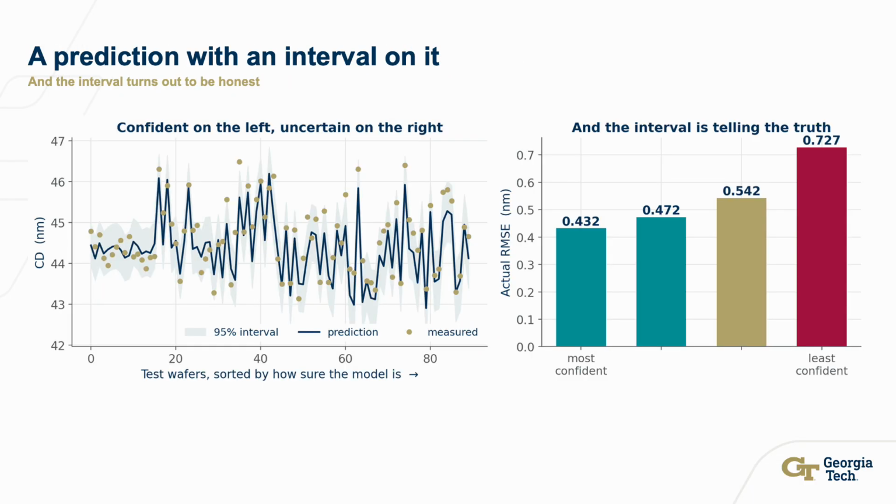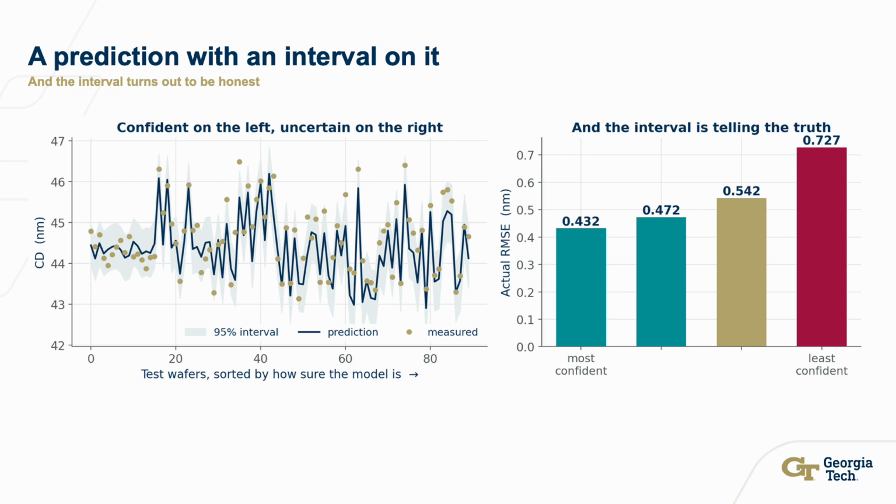Last lecture I mentioned Gaussian processes and said the interval was the useful part. Here is that argument made concrete on our own data. Every test wafer sorted left to right by how short the model is. Navy line is the prediction. The shaded band is the 95% interval, gold dots are the actual measurement. On the left, the band is narrow. On the right, it is wide.